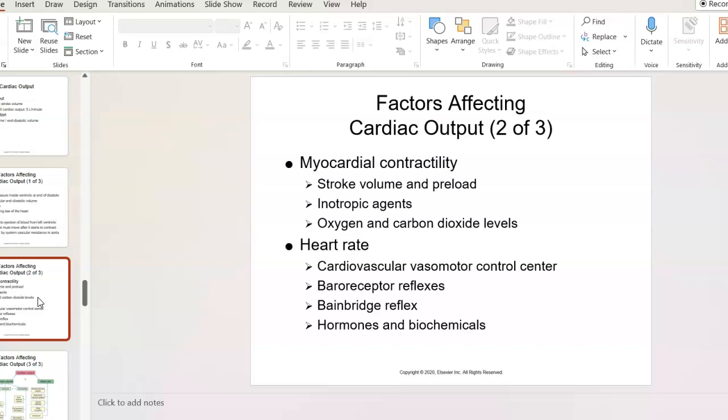Baroreceptors are little areas of nerve receptors that are located in the arch of the aorta and also in the carotid blood vessels, which monitor the pressure continuously of blood going up to the brain and blood going out to the body. The brain is very susceptible to having issues if there's a lot of pressure going up to the brain. So we have receptors to make sure that pressure is appropriate.